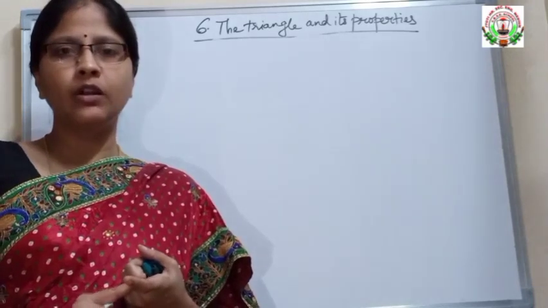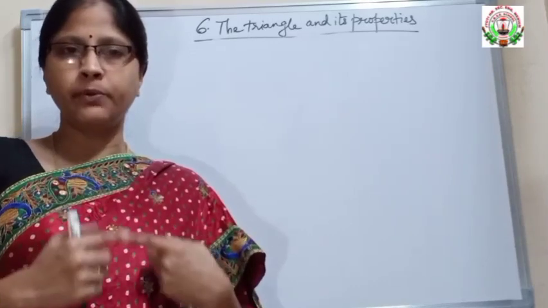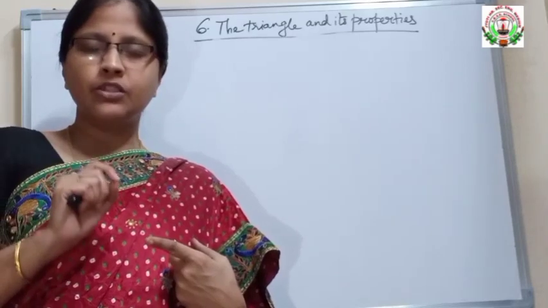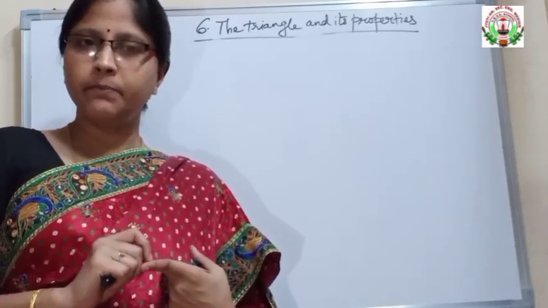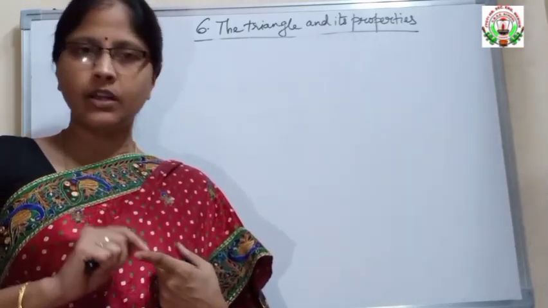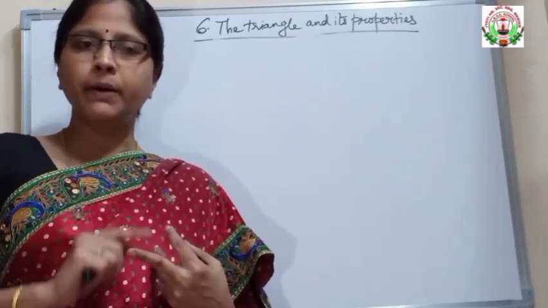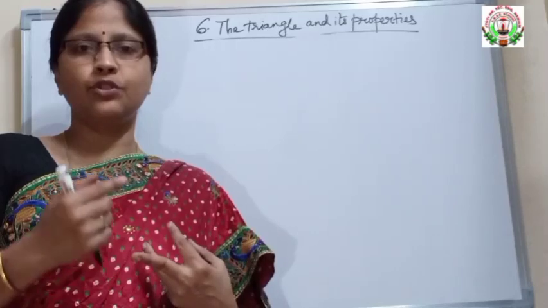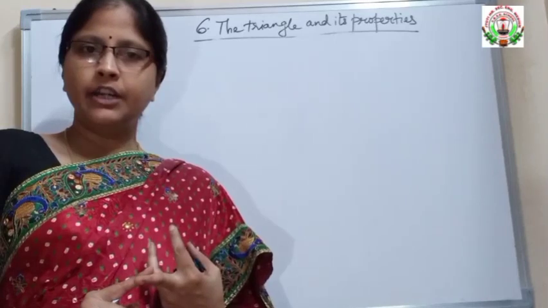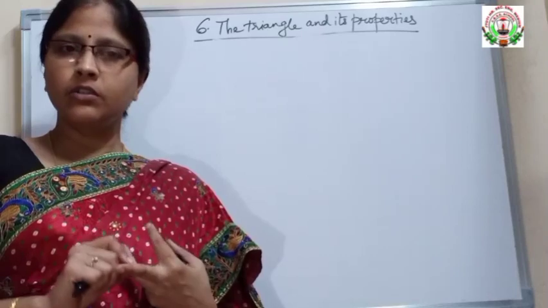Next, we have learnt about the median, the line from the vertex to the opposite side of the triangle where it touches the midpoint of that side. It is called the median, and the place where all three medians of the triangle meet is called the centroid. Next, we have learnt the altitude of the triangle. It is a perpendicular line drawn from the vertex to the opposite side and it makes 90 degrees. Where all three altitudes of the triangle meet, that point is called the orthocenter.